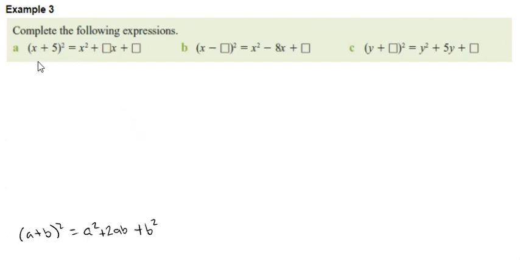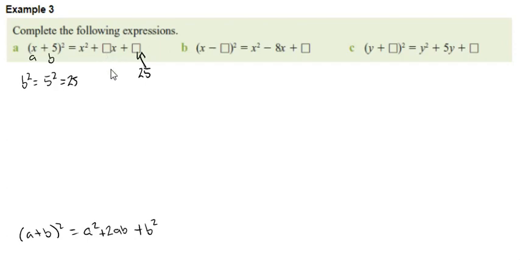Now, look at this. x plus 5 all squared equals x squared plus what plus what. Now, of course, we could expand this out and we could get our answer, but we want it much quicker than that. So we need to find out the missing numbers. So remember, if this is my a, this is my b. Let's look at the last box first. The last box is actually b squared, but my b is 5, so it's 5 squared, so it's 25. So this one here is 25.